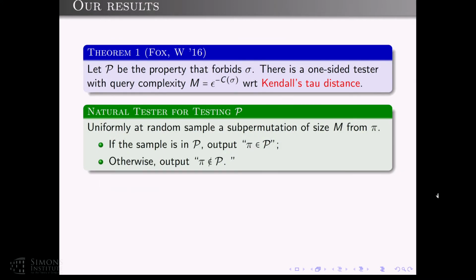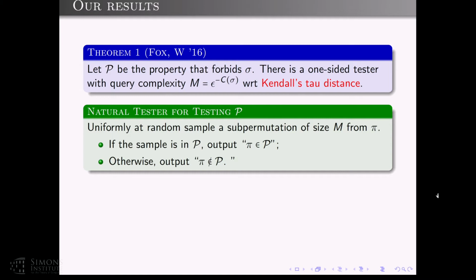Okay, so here is the formal statement of the main theorem. Given P to be any property that forbids sigma as a subpermutation, there exists a one-sided tester with query complexity polynomial in 1 over epsilon with respect to the Kendall's tau distance. The tester we use is the same as the tester in the previous work.